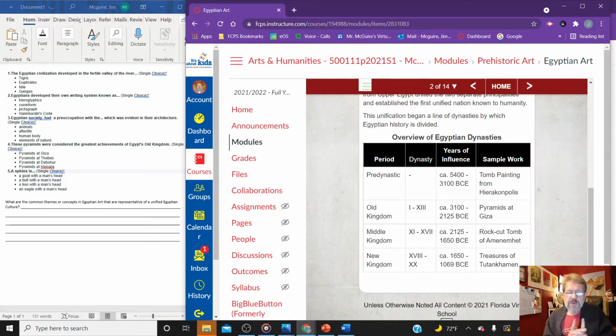The Old Kingdom, 3100 to 2125 BCE. Middle Kingdom, 2125 to 1650 BCE. And the New Kingdom, 1650 to 1069 BCE. A very short-lived New Kingdom. And so you can see how we're going to align what work lines up with each of these different dynasties, from the tomb paintings, pyramids of Giza, to the treasures of King Tut.